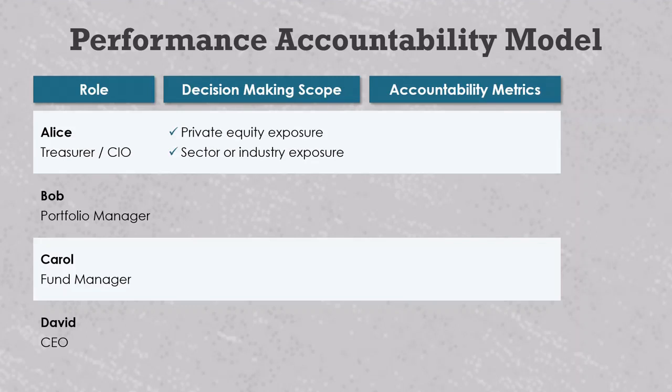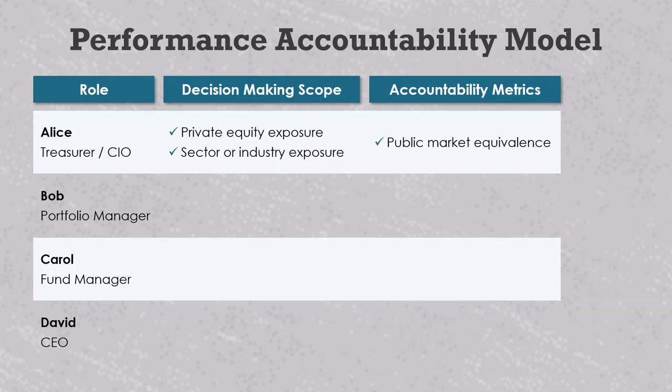Now, this is an area where opportunity cost makes a lot of sense as an accountability metric. If PME says that private equity cash flows outperform the public market, then clearly Alice allocated too little to private equity. However, if PME says that the private equity cash flows underperform the public market, then clearly Alice allocated too much to private equity. Unfortunately, that's a lose-lose for Alice or the consultants that advised Alice, but it does line up with Alice's decision-making scope.